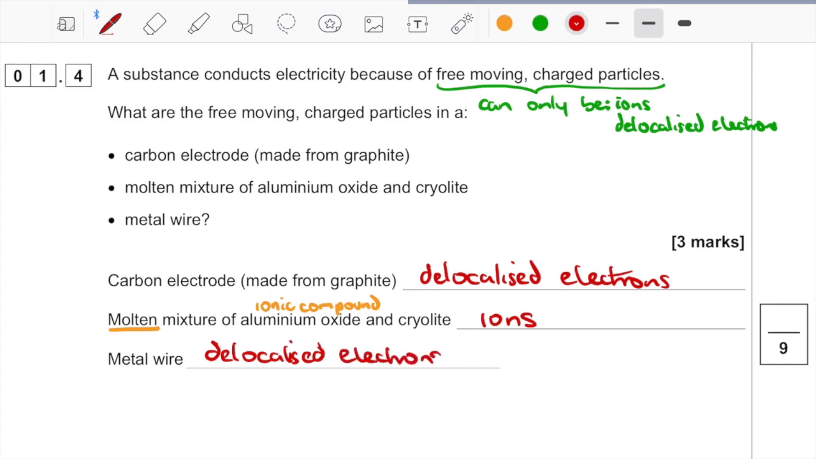So if we're talking about electricity being conducted, and we're talking in a chemistry question, it has to be mobile charges, because remember, current is the flow of charge. So a charge has to be able to move. It can only be ions or delocalized electrons.